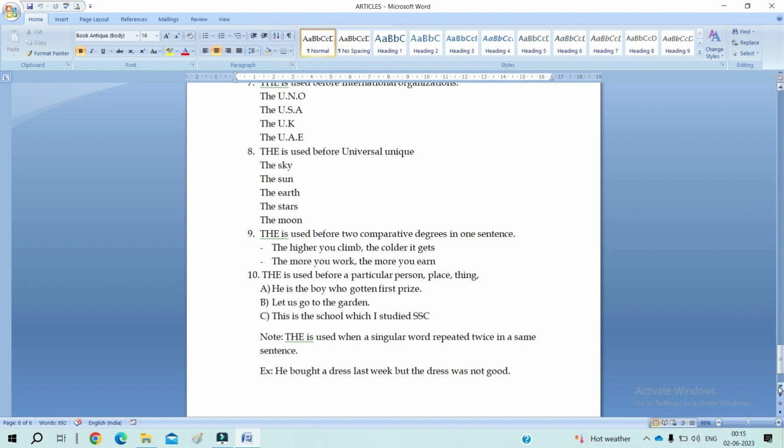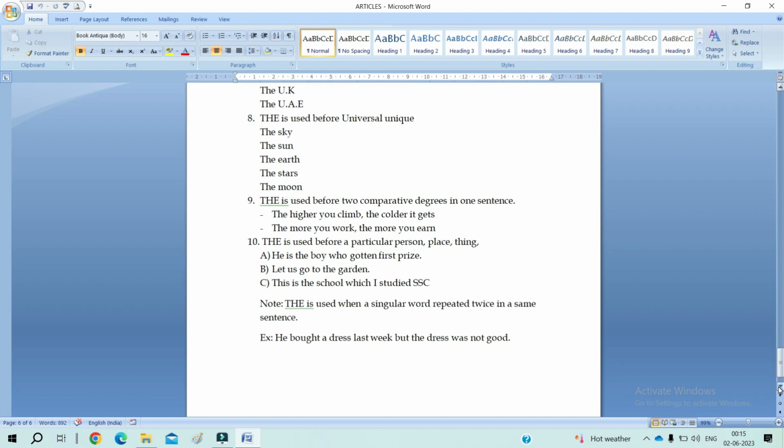"The" is used before a particular person, place or thing. Like, he is the boy who got the first prize. He is the boy, the person, who got the first prize. A particular person got the first prize. Let us go to the garden. Let us go to the school. Let us go to the college. Let us go to the park. This is the school where I studied SSC. In that particular school I studied SSC.